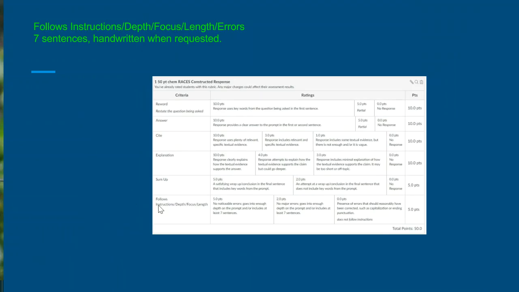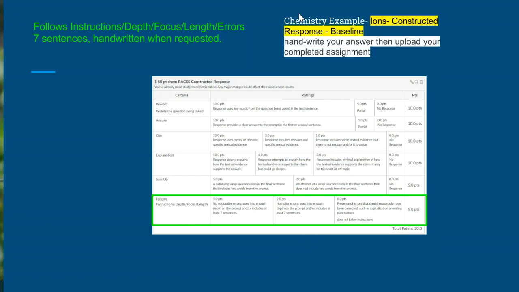And then I also add this follows instructions: depth of focus, length, errors, 7 sentences, handwritten when requested. So if you lost points here, it's for one of those reasons. Either it wasn't handwritten, it wasn't long enough, or it just didn't focus very well. My instructions to you were to handwrite and then upload your assignment. And in the first part, 5 points, it says at least 7 sentences. So make sure you follow what the rubric says.